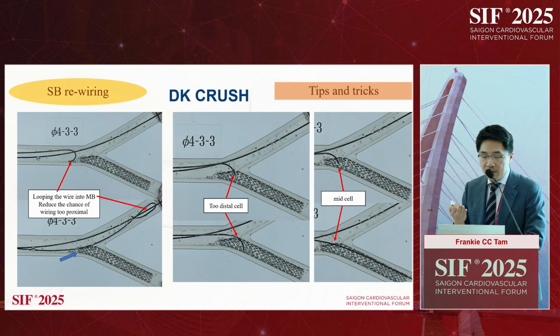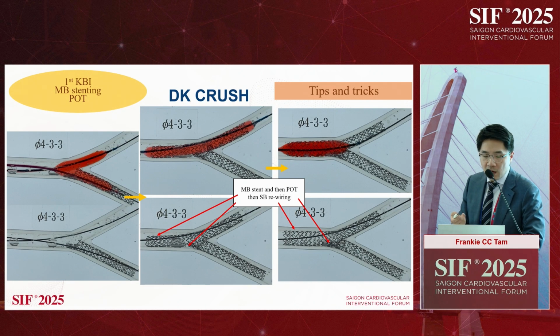Again, for this side branch rewiring there are also some tips and tricks. First, you have to make sure that your wire does not catch the side branch ostium. So usually, I personally loop the wire through the main branch. Some people like to use a dual lumen catheter. And for the rewiring, I personally recommend you to go through the mid cell. Because you can see on the diagram in the middle panel, if you go to the most distal cell, there will be a lot of stent distortion when you do the ballooning. So mid cell usually is the best place for you to do the first rewiring.